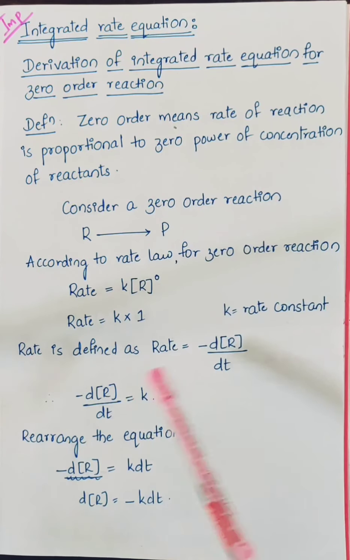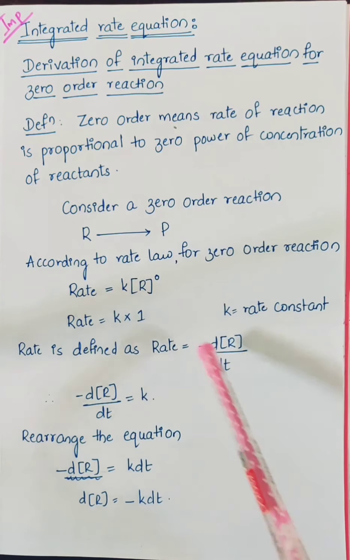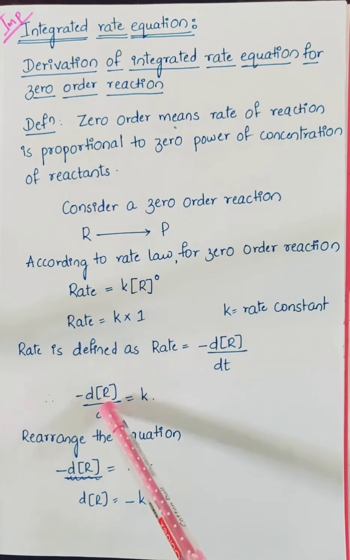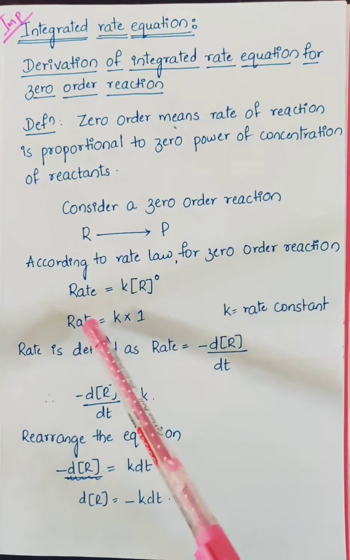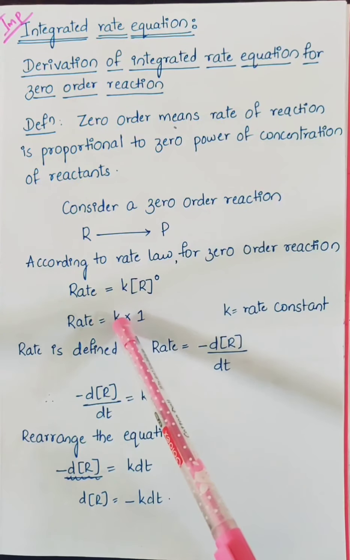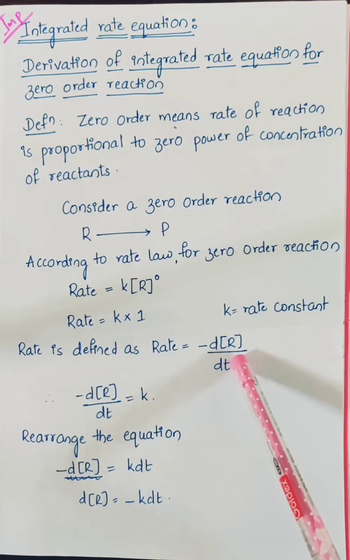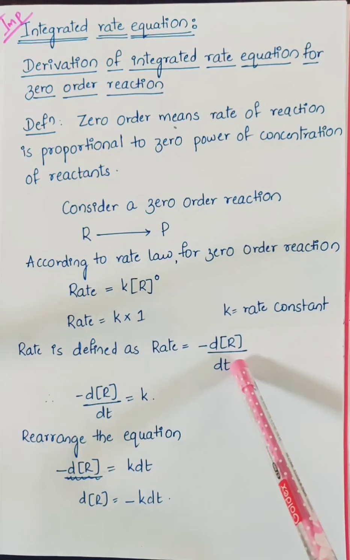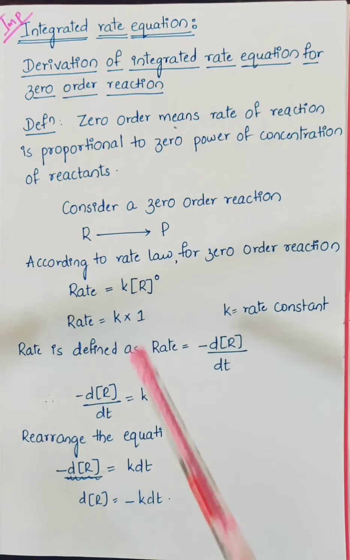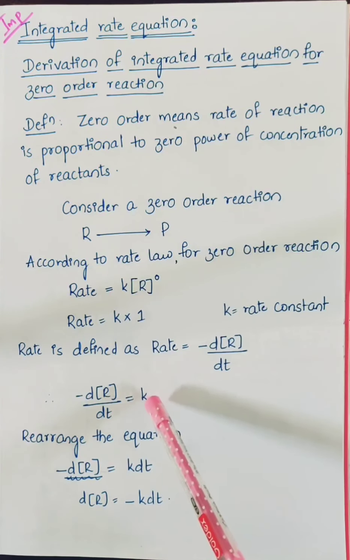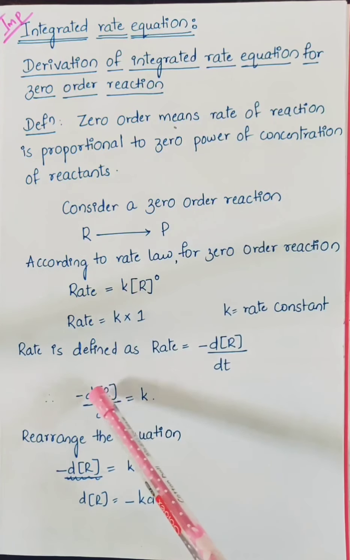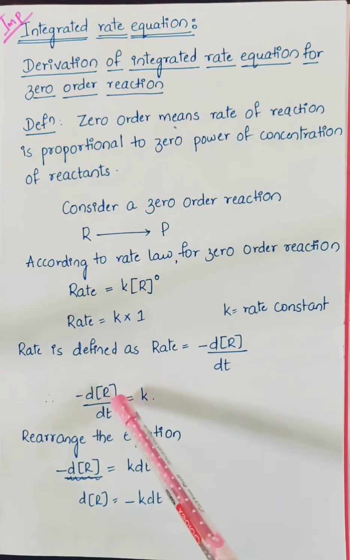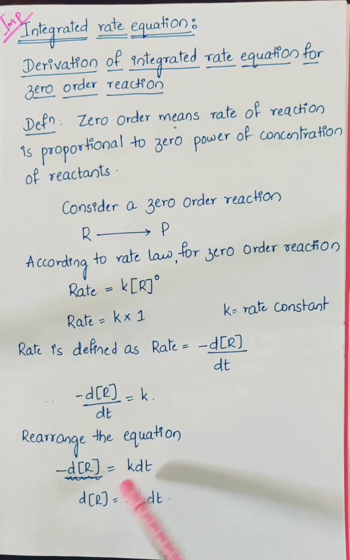If you equate these two equations, rate is equal to K and rate is equal to minus dR upon dt, so minus dR upon dt is equal to K. Now if you rearrange this equation, minus dR is equal to K dt, or dR is equal to minus K dt.